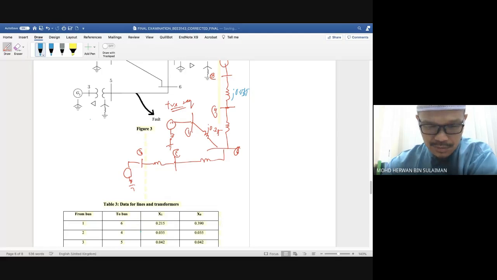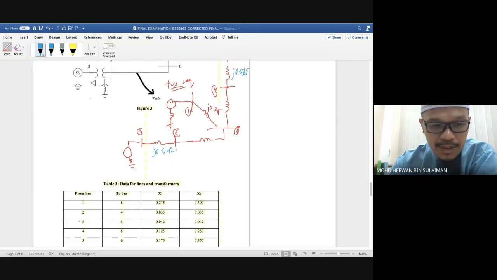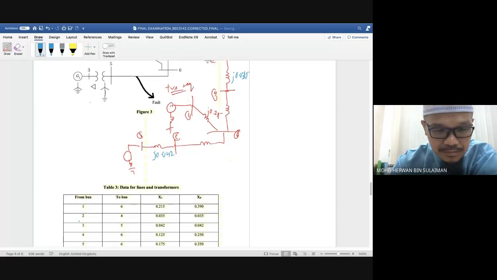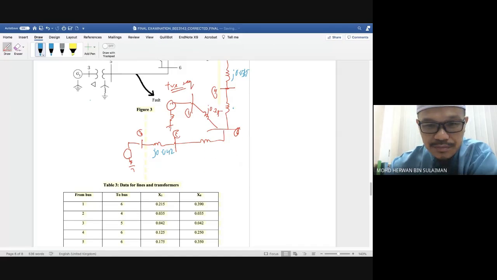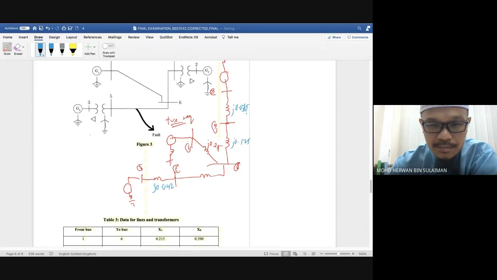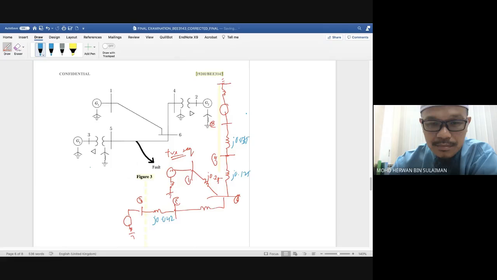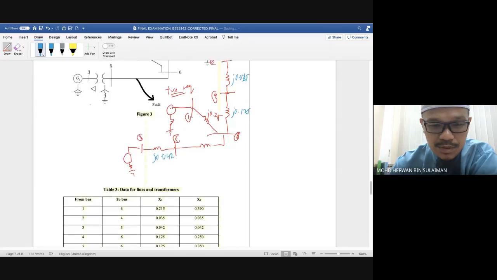and then 35 yang ni. 35 ni basically transformer lah. Tak apa, walaupun dia kata gitu, data lines for transformer, okay. 35 0.042. Then 46 0.125, then 56. Mana 56? Oh ni, 56 0.175.